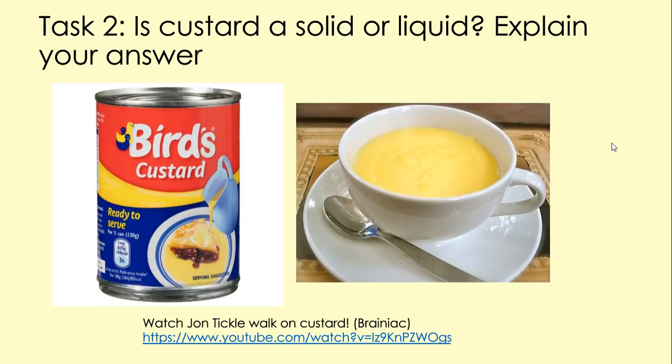The last task, I want you to think about whether custard is a solid or liquid, and then explain your answer. Think about the properties of solids and liquids that we described and use that to explain your answer. I'd also suggest at this point that you watch John Tickle Walking on Custard, which is a Brainiac video. You can type that very long link into your search engine, or just search on YouTube for John Tickle Walking on Custard.